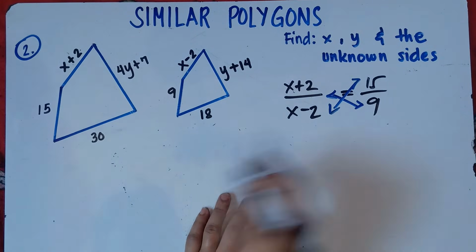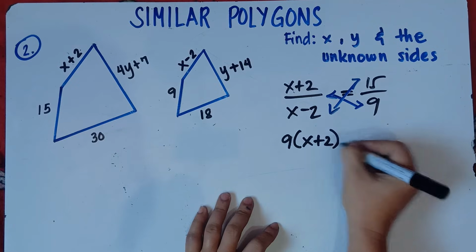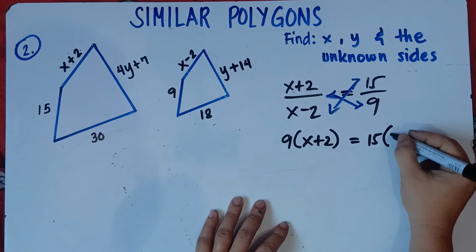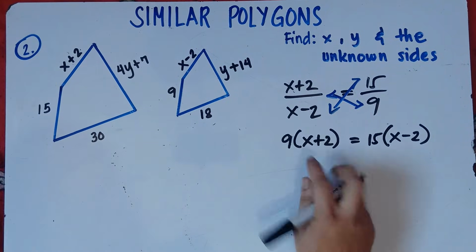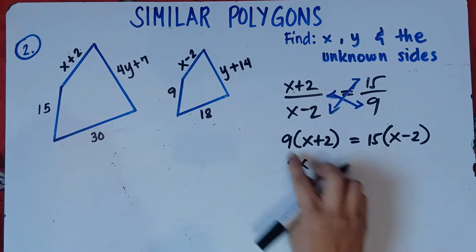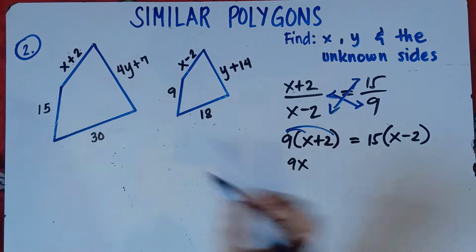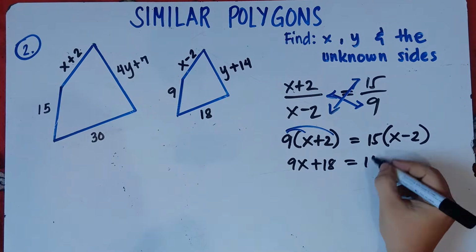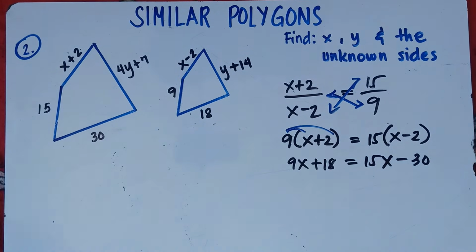Okay, so cross multiply. This will be 9 times (x + 2) equals 15 times (x - 2). So 9 times x is 9x. 9 times 2, distributive property, is 18. Plus 18 equals 15 times x, that is 15x. 15 times 2, that's negative 30.